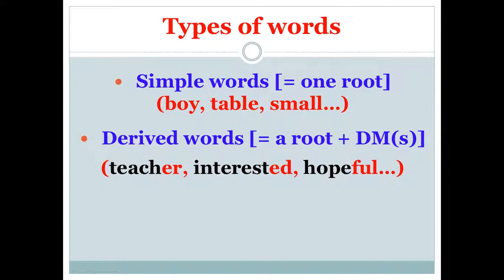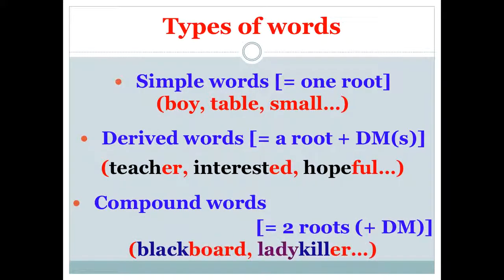A derived word consists of a root and one or more derivational morphemes. For example, teacher: teach is a root and er is a derivational morpheme. Compounds are those formed by at least two roots, with or without derivational morpheme.